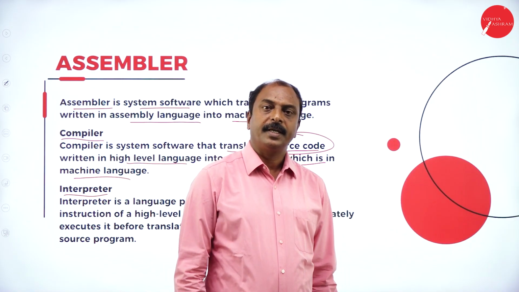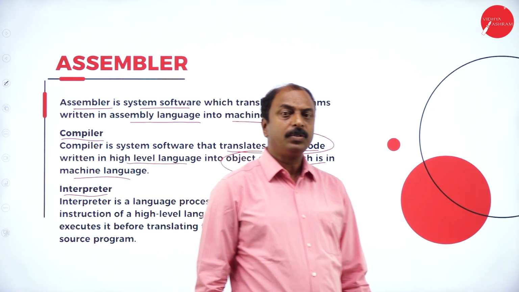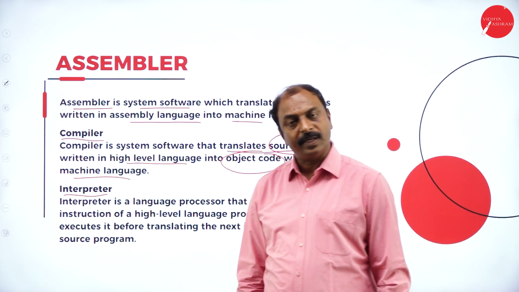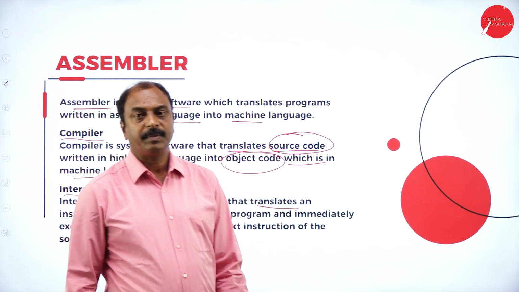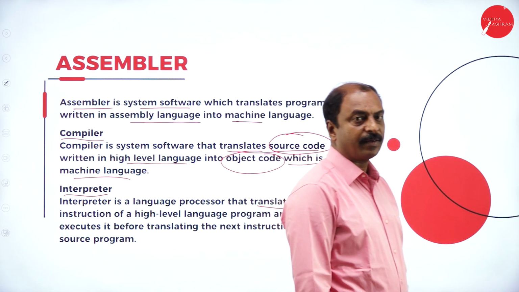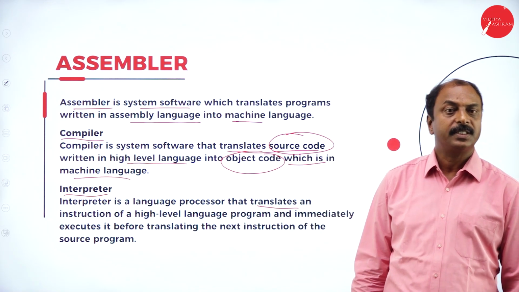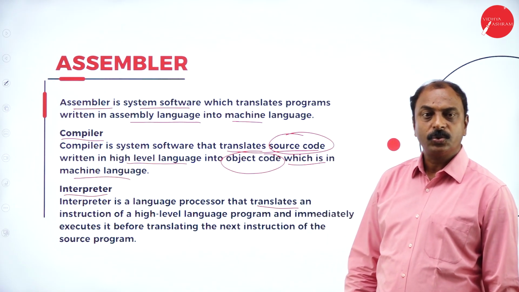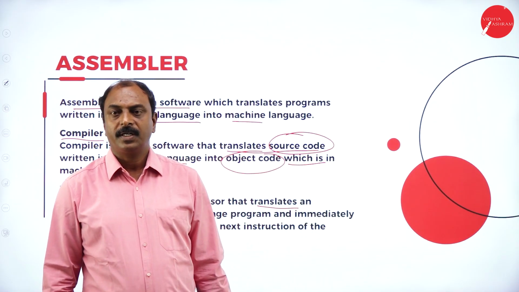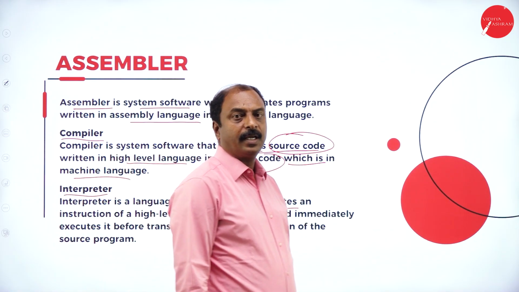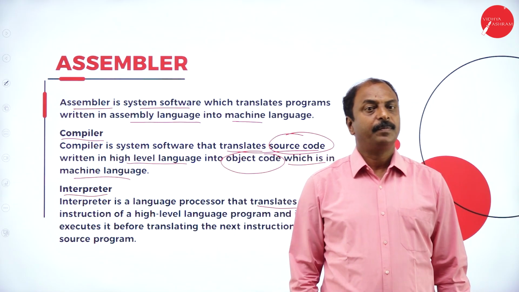So students, in this session we have discussed the different levels of computer languages: machine level languages, assembly level languages, and high level languages, with their advantages and disadvantages. We have also discussed language translators: assembler, compiler, and interpreter.